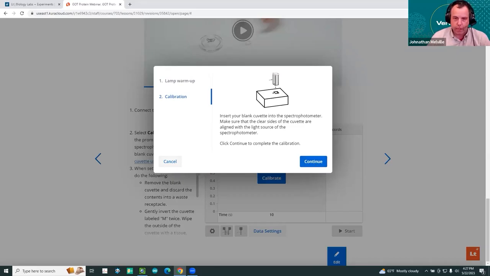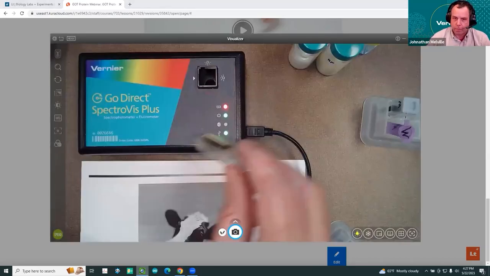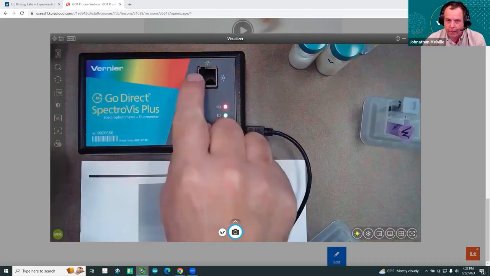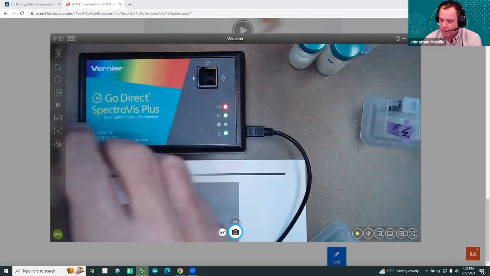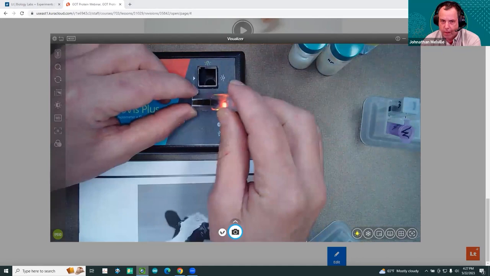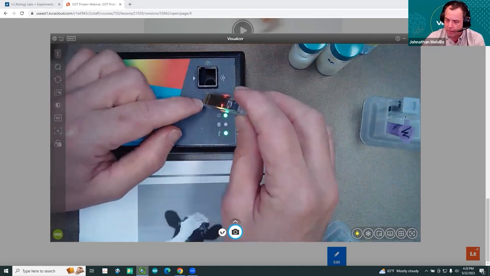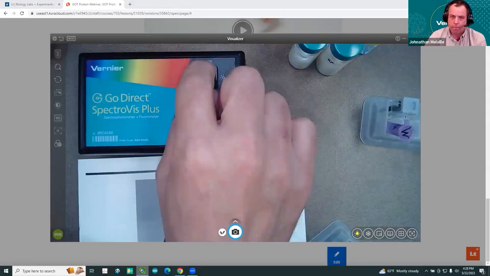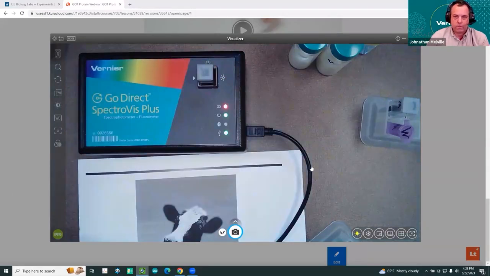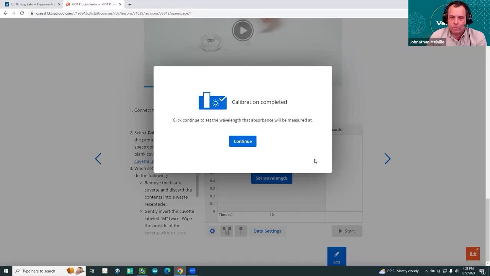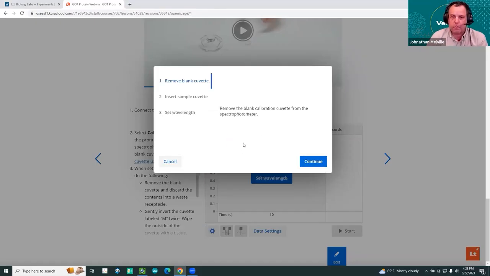So once again, let me go back here. Here's the Bradford reagent. One thing to know about our spectrometer is that the light travels this way. So if you look at the sample, the little cuvette, I want to make sure the light goes through this path and I don't put it in flipped this way. All right, so now I'm going to hit continue. The calibration is complete.